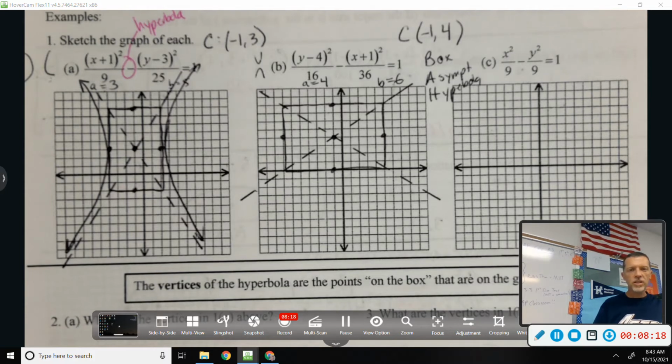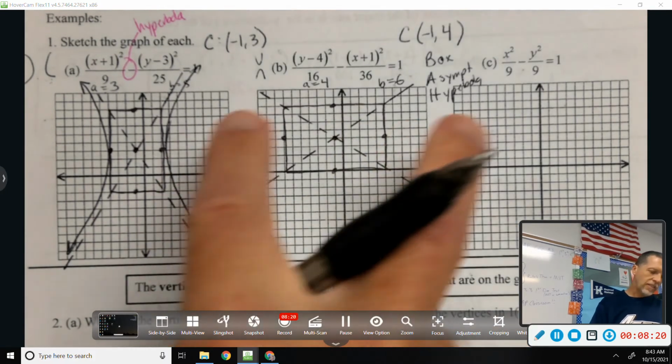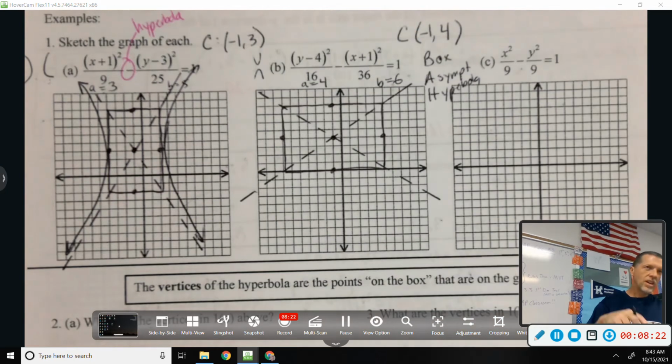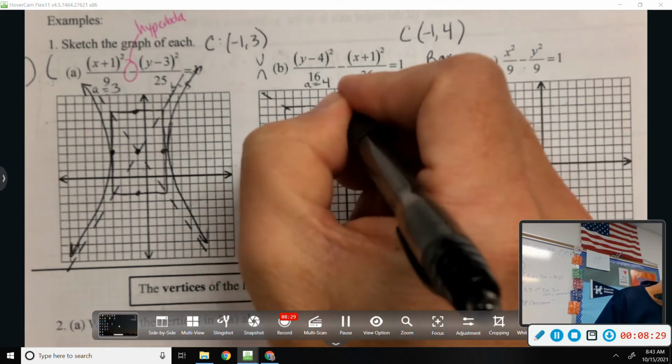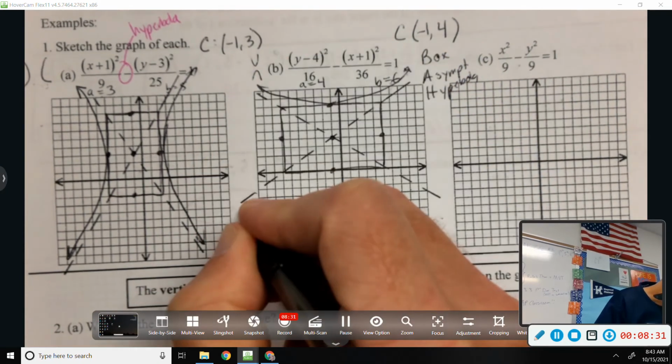Ooh, careful. Is this left and right or up and down? How do you know it's up and down? The Y's first. So this is a really wide hyperbola.